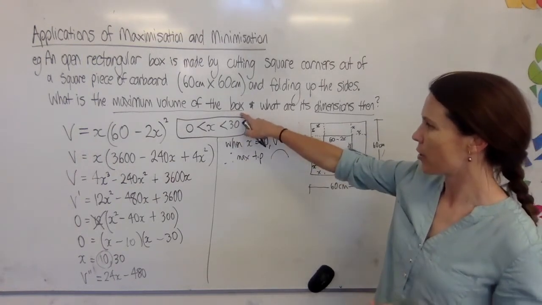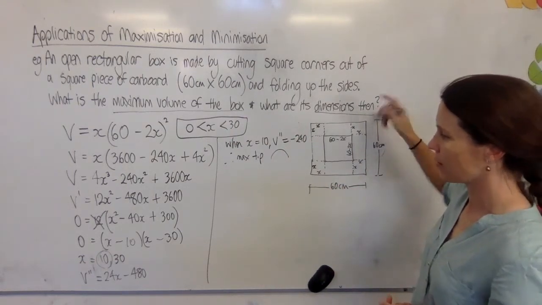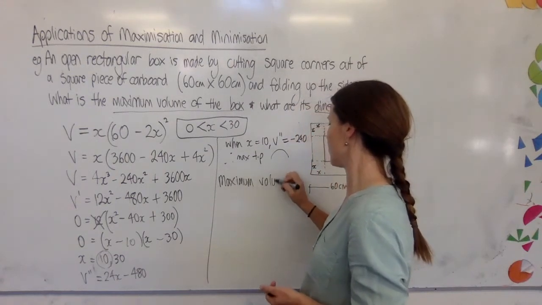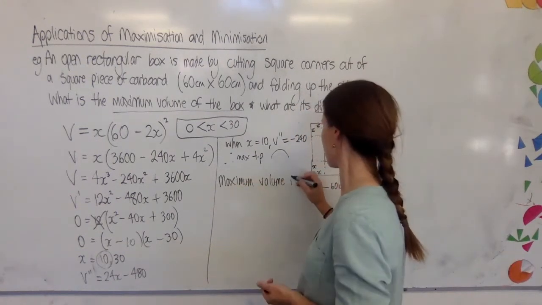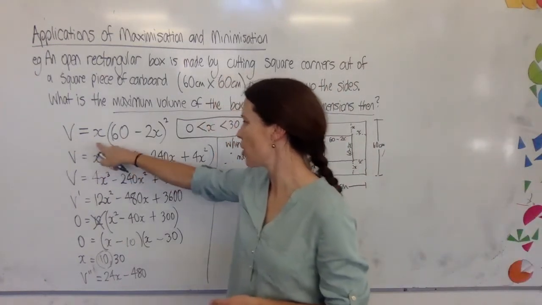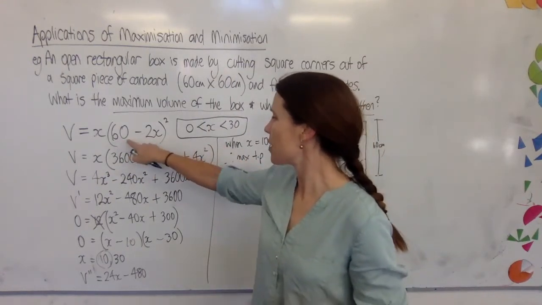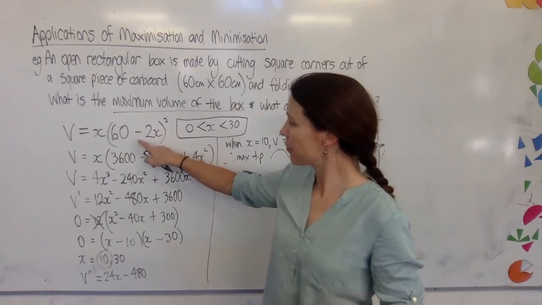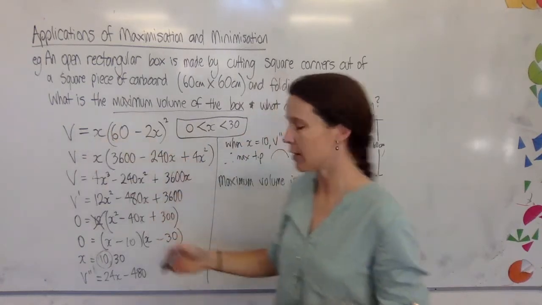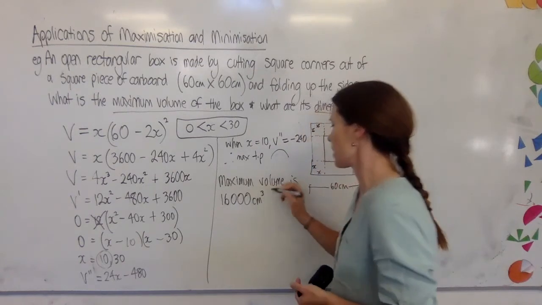So look back and check what the question asks. What is the maximum volume of the box? And what are the dimensions then? Well, let's say maximum volume. Now, how do we find it out? Well, we've got a formula for the volume in terms of x, and we know what's going to happen when x is 10. So sub 10 in. 60 minus 20, that's 40. 40 squared, that's 1600. Times 10, 16,000. And we're in cubic centimetres.